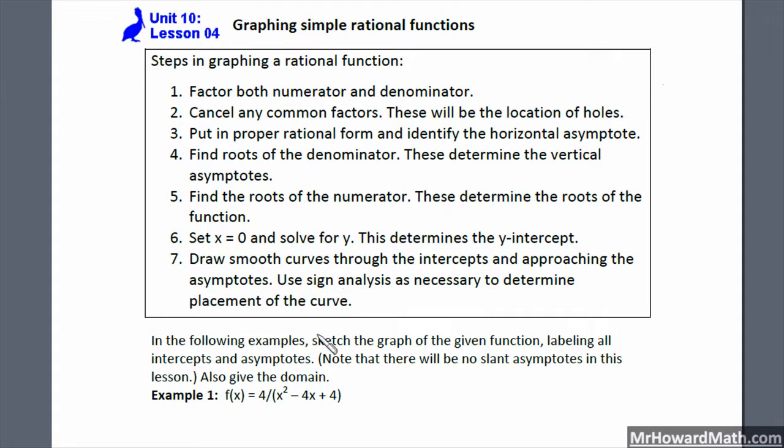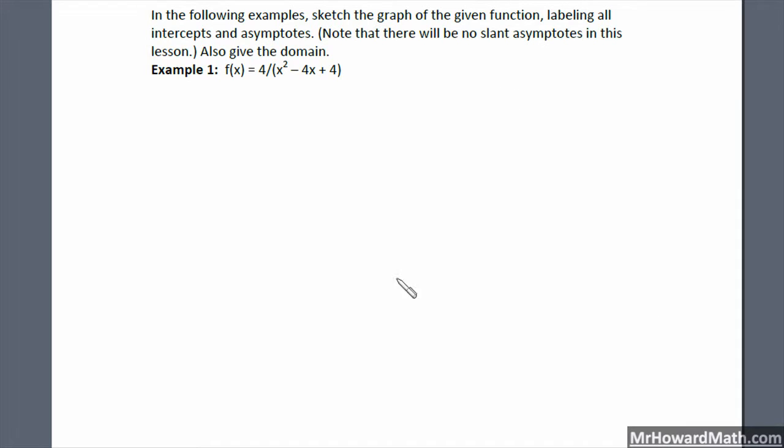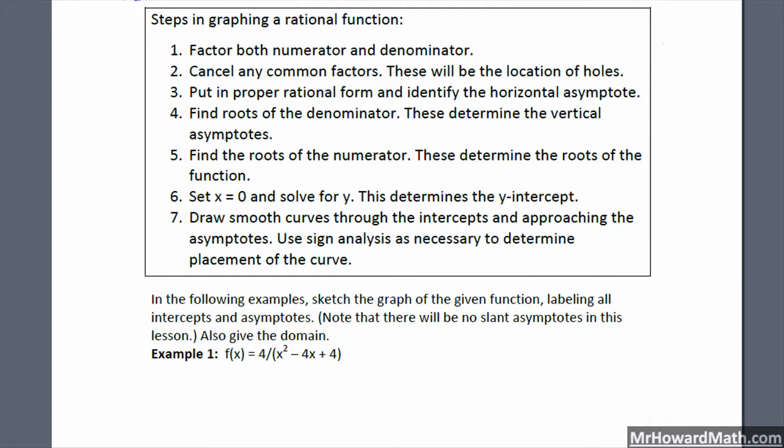And then anything that's not clear, we'll use what is called sign analysis to determine where the rest of the graph goes. Alright, so let's move to example 1. Now for example 1, it says, in the following examples, sketch the graph of the given function, labeling all intercepts and asymptotes. Note that there will be no slant asymptotes in this lesson. Also give the domain.